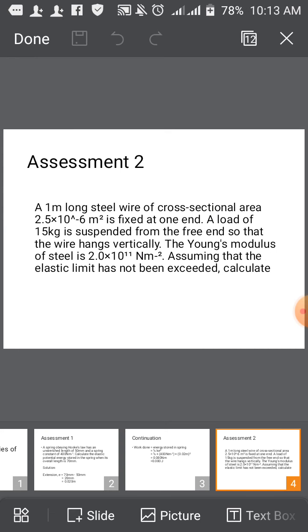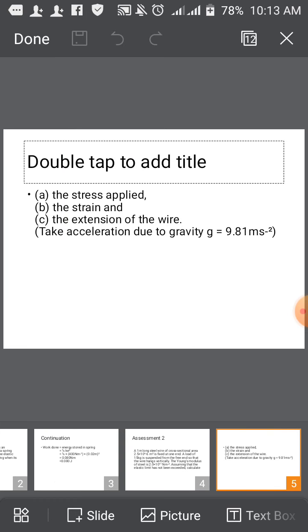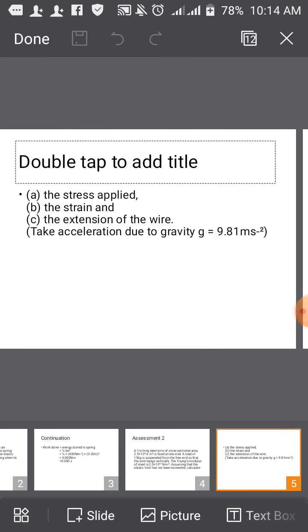Assuming that the elastic limit has not been exceeded, calculate the stress applied, the strain, and the extension of the wire. Take acceleration due to gravity to be 9.81 meter per second squared.